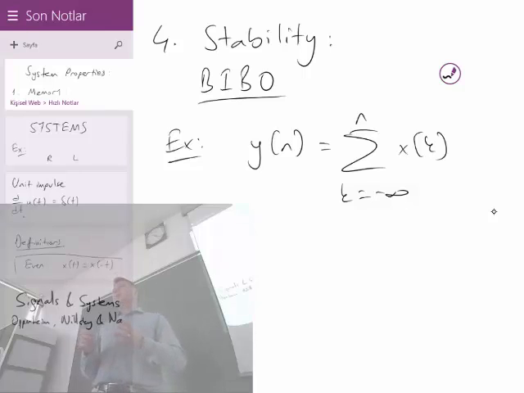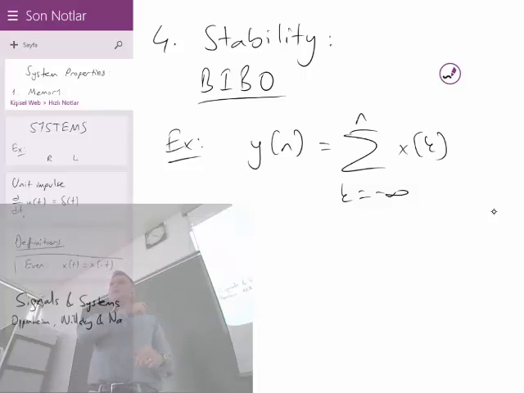Well, just think of one very simple example case. Suppose that x of n, the input signal, is all ones. 1, 1, 1, 1, 1. Is it bounded? Of course it is. It is bounded by 1. It never gets larger than 1 in value.